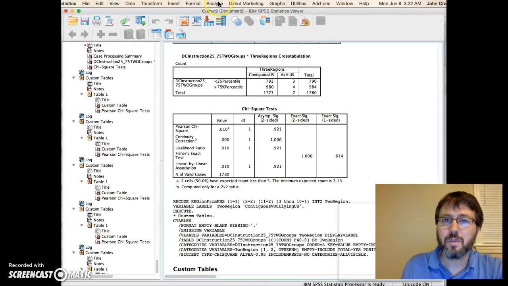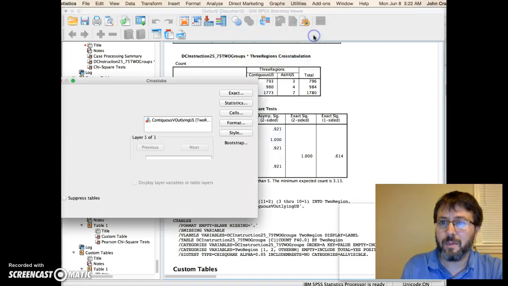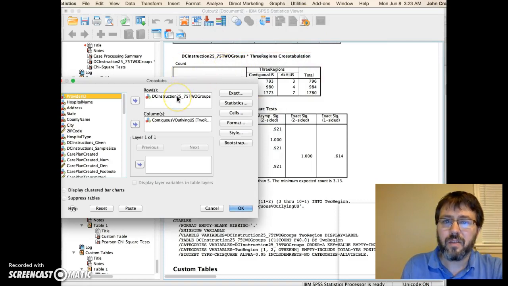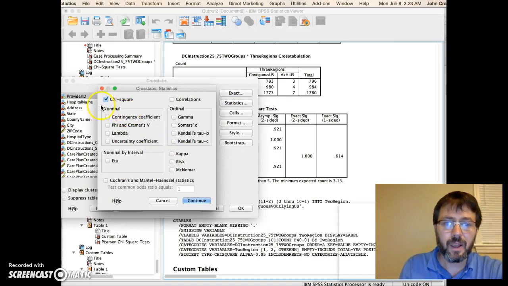So back in SPSS, we'll go to our favorite tab, the Analyze tab, and we're going to select Descriptive Statistics this time and go to Crosstab. Now, I already have populated it with the discharge instruction dichotomous variable based on our percentiles, and then whether or not the facility is in the contiguous or the outlying United States. Now let's select statistics and run the chi-square test.